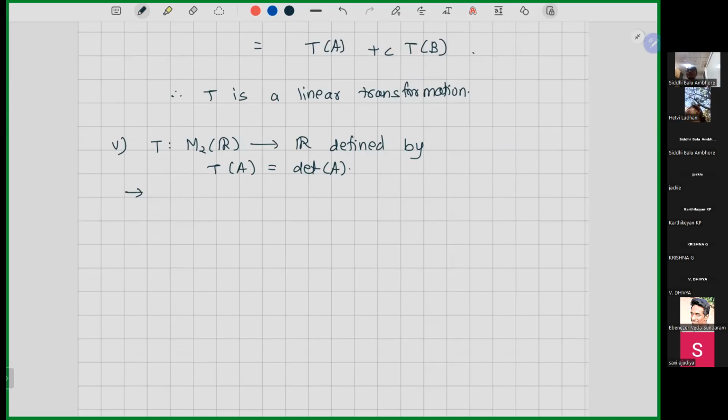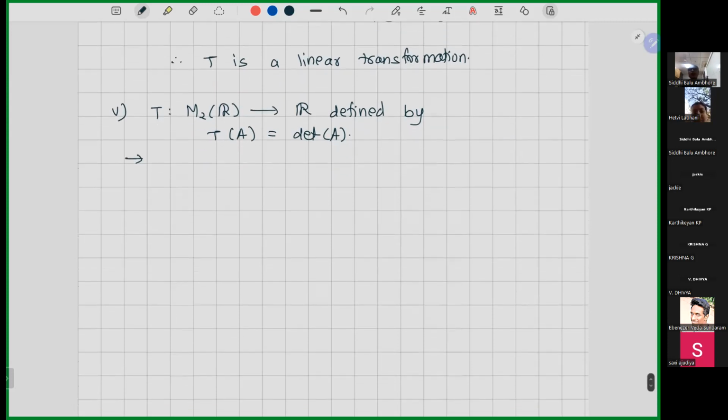So any guesses? No. Okay. So Veda said, I guess, that this is not a linear transformation. Okay, so can somebody give me a quick counterexample?